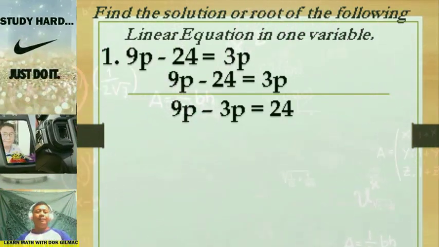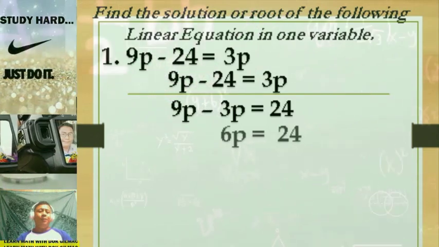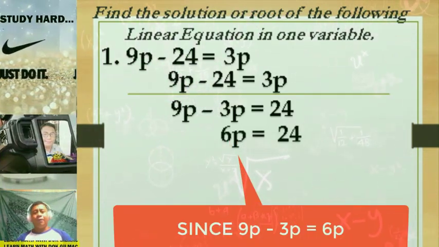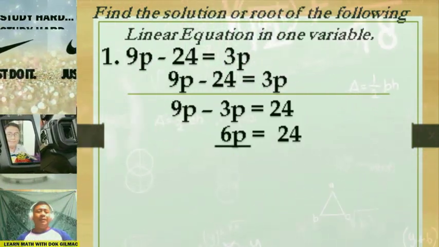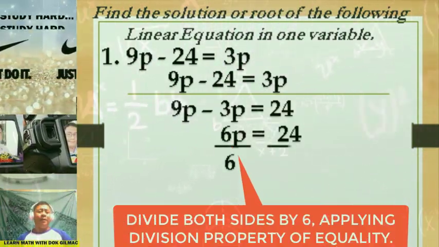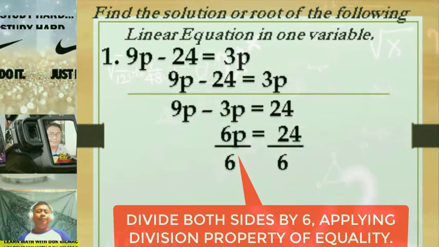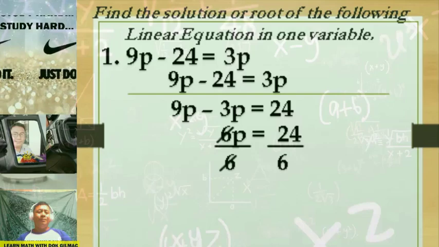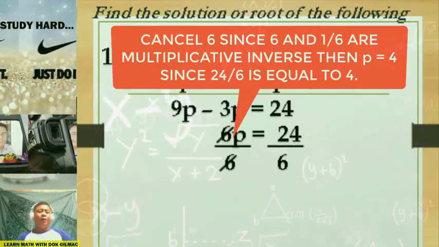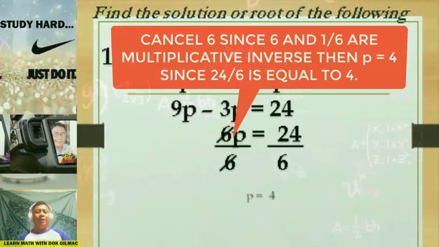Simplifying further, we have 6p is equal to 24. Dividing both sides by 6, applying the division property of equality, we can just cancel 6. Therefore, we have p is equal to 4.